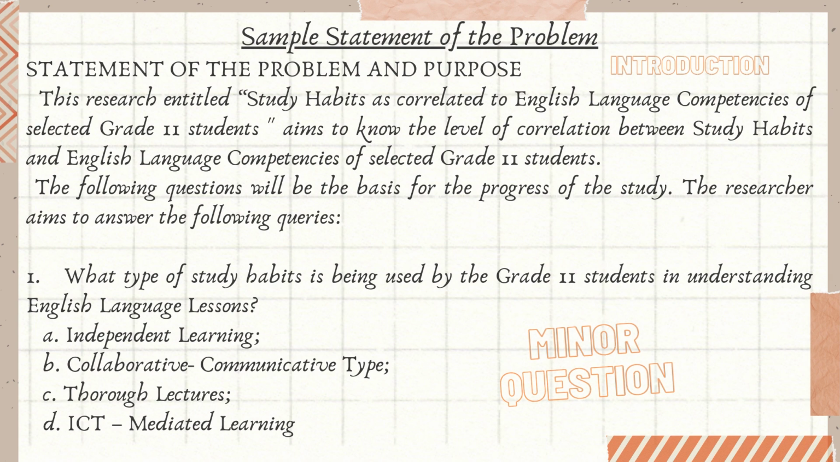Okay, so we have statement of the problem and purpose. So it is the same with the previous example, but this time this is an example of correlational research. So as we can see, we have the introduction. This research entitled Study Habits as Correlated to the English Language Competencies of Selected Grade 11 Students aims to know the level of correlation between study habits and English language competencies of selected grade 11 students.